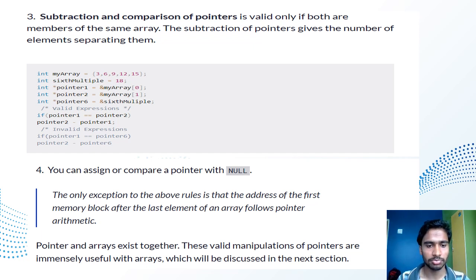The only exception to the above rules is that the address of the first memory block after the last element of an array follows pointer arithmetic. Pointers and arrays exist together. These valid manipulations of pointers are immensely useful with arrays, which will be discussed in the next section.